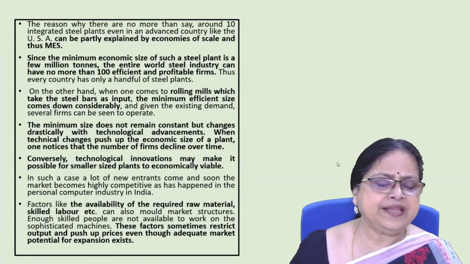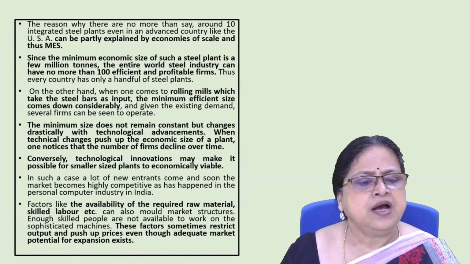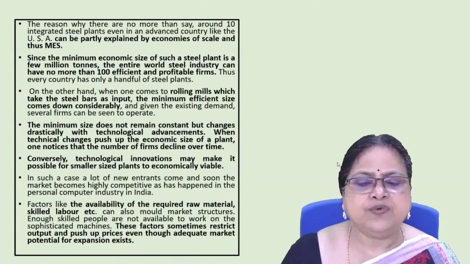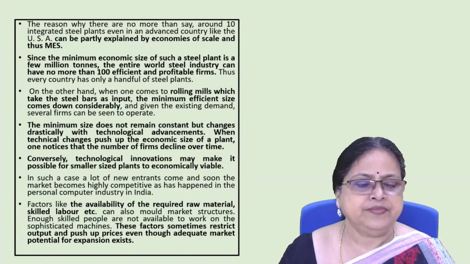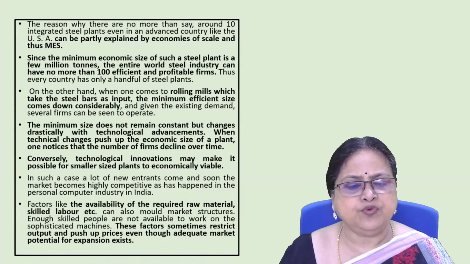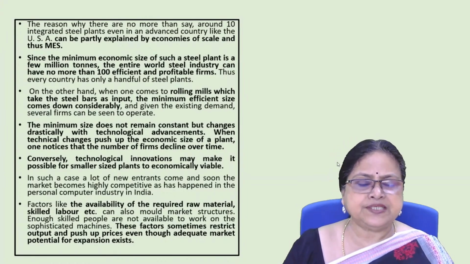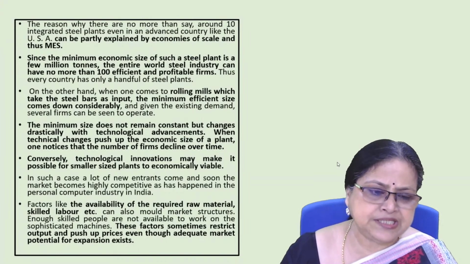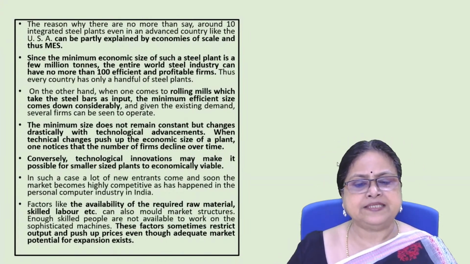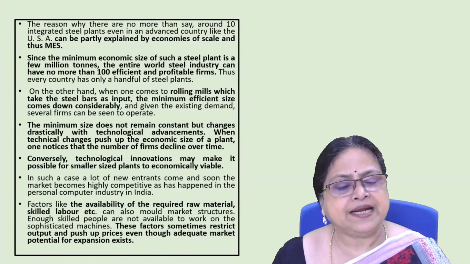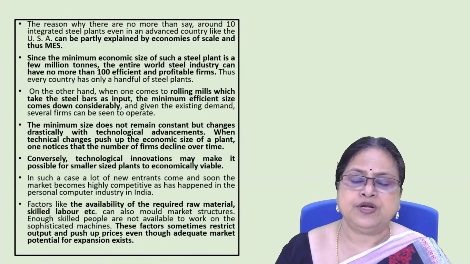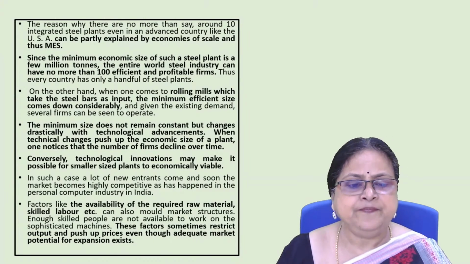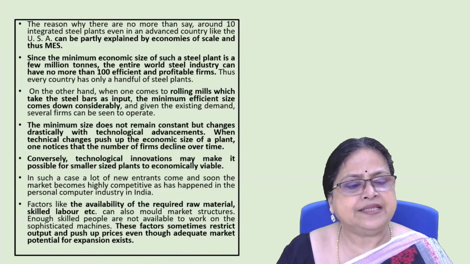Okay, now they can take the example from the book. Factors like the availability of the required raw materials, skilled labor, etc., can also mold market structure. Enough skilled workers are not available to work on the sophisticated machines. That is a problem. These factors sometimes restrict the production or restrict the output and push up the prices, even though adequate market potential for expansion exists. So, even though the market potential is there, it can be expanded, but there is a lack of skilled labor.